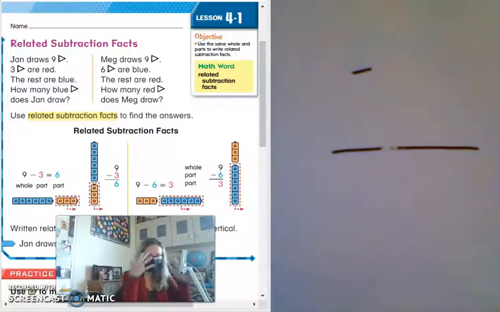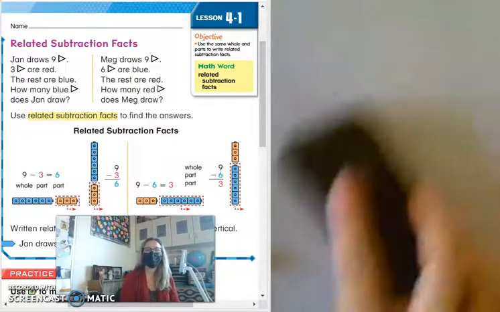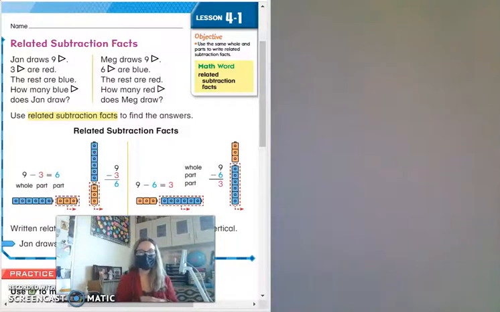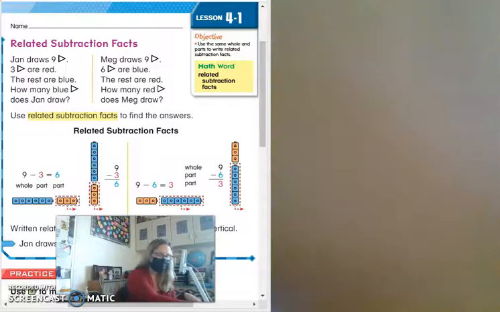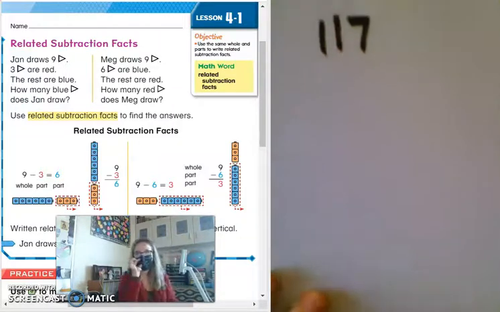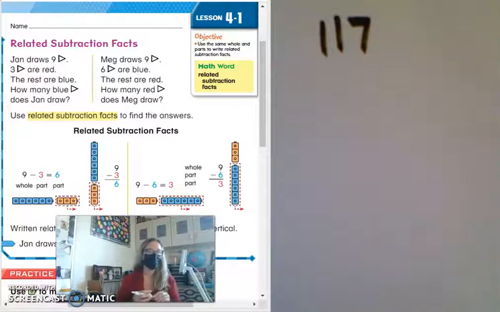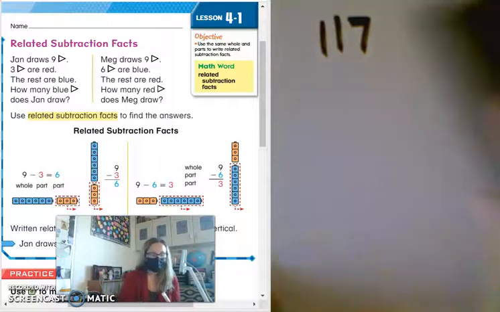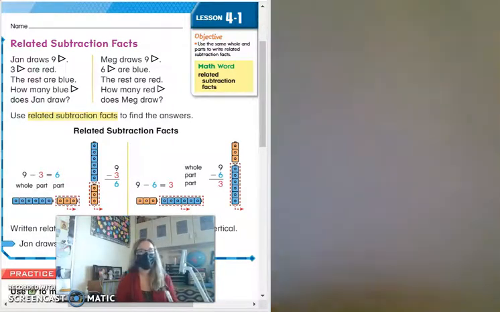So I hope that that kind of makes a little bit of sense in your mind, and we're going to now look in your math books on page 117. It's 117 for those of you that might not be opened up to it yet. And we're going to talk about related subtraction facts. Okay? So up at the top of 117, it says Jan draws 9 triangles. You don't have to draw anything. You can just put your eyes on the screen.